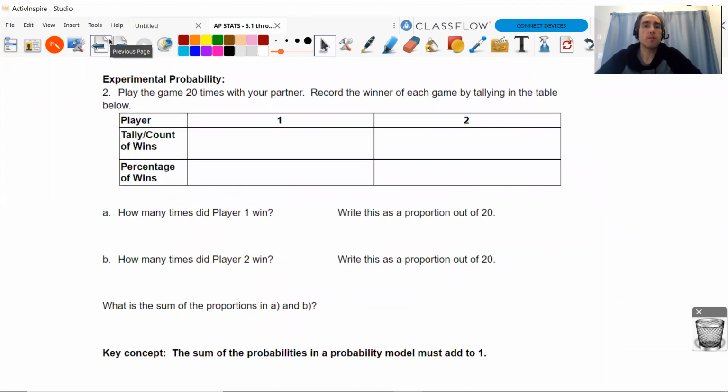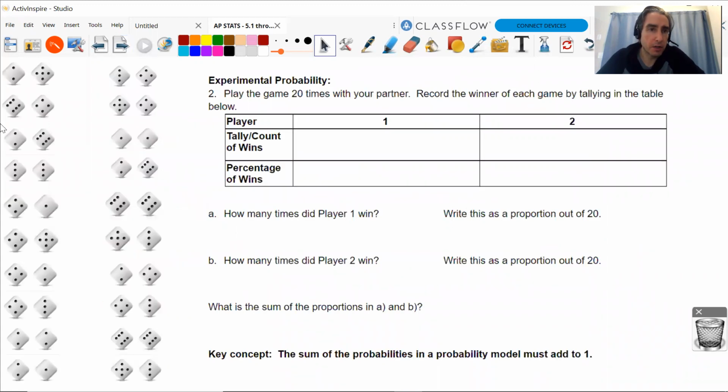But then what we're going to do is a little simulation. We're going to play this game. You can pick a partner. I'll play this game 20 times. You're going to record the winnings, and you're going to see in your trial who is going to be the victor.